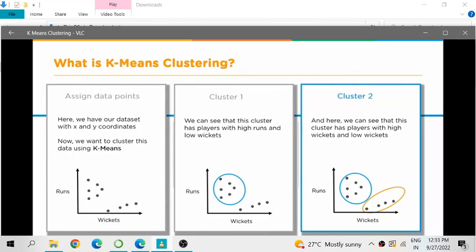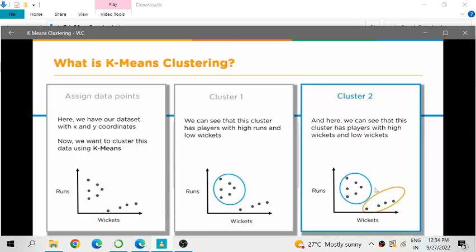In cluster one, the players have the highest runs and low wickets. Highest runs and low wickets is nothing but the cluster of batsmen. On the other side, we have the cluster with players who have the highest wickets and lower scores. So highest wickets and lower scores is the cluster of bowlers.